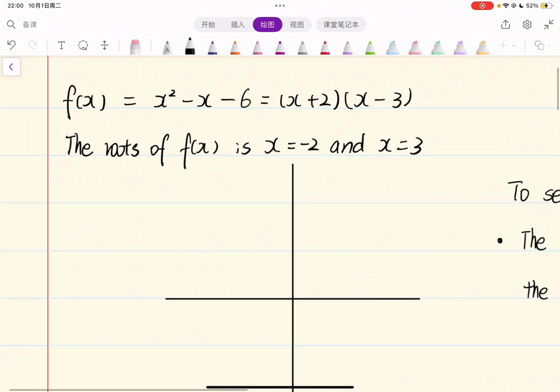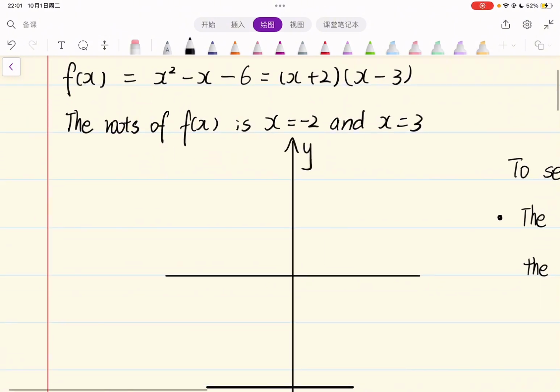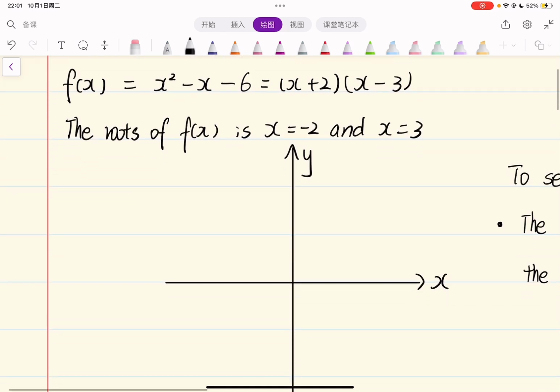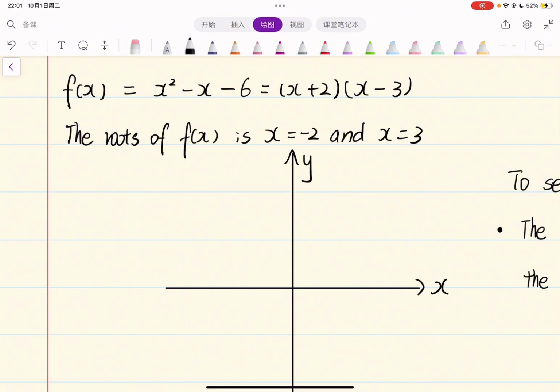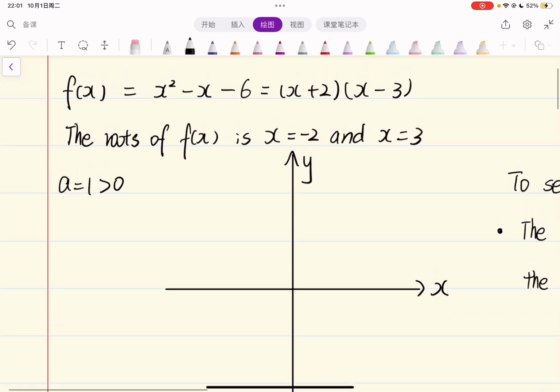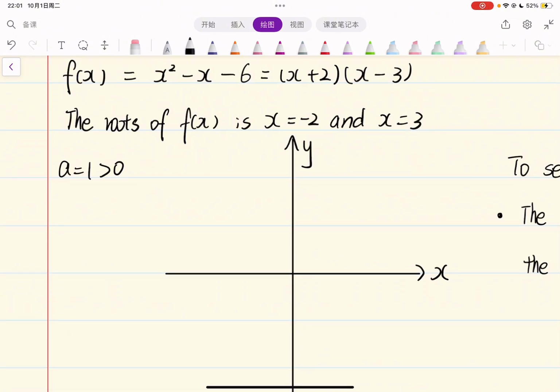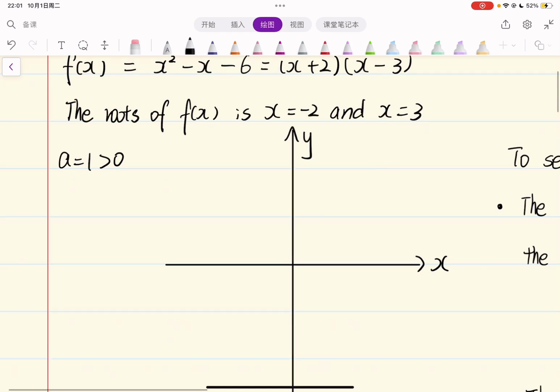Now we can simply sketch this function. Here's the y-axis, this is the x-axis. I hope you remember how to sketch a quadratic function. The coefficient of x squared, which is a, equals 1, which is greater than 0, so the curve is a smile face. The roots are minus 2 and 3, so the curve passes through minus 2 and 3 on the x-axis, and we have a graph that looks like that. Here is 3, here is minus 2.